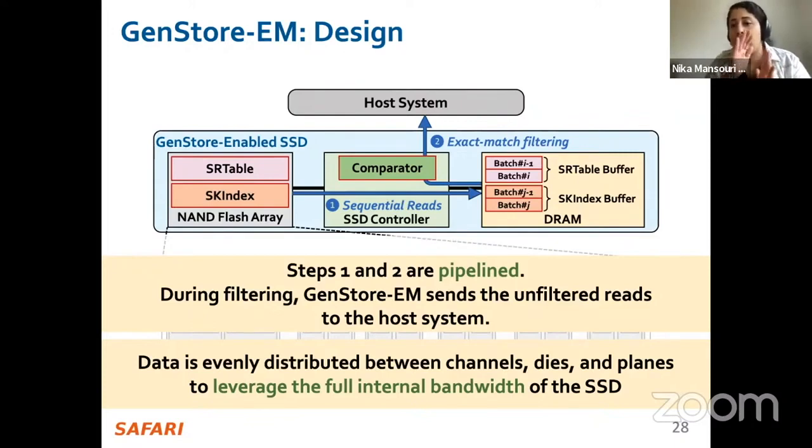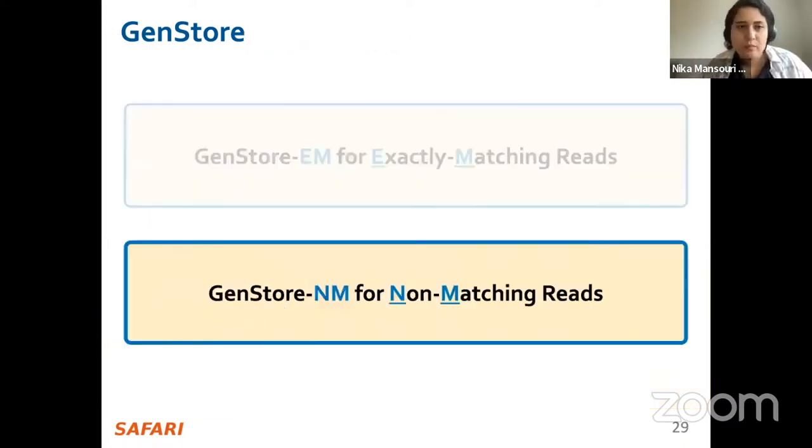So during filtering, GenStore EM can send the unfiltered reads to the host system for full read mapping operation. And meanwhile, concurrently, it can work on the next batches without using IO bandwidth or any data movement overhead happening outside when filtering. So now let's take a closer look at GenStore NM for non-matching reads.